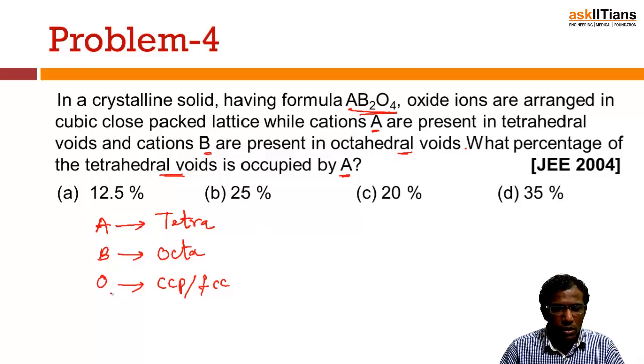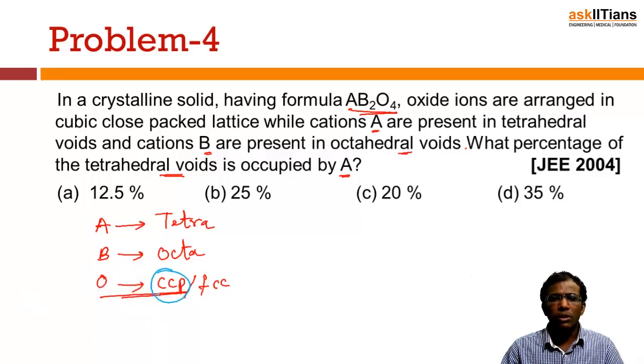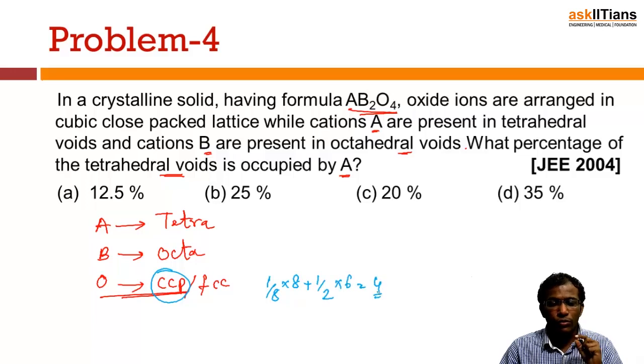Here, start the question from oxygen. So, oxide ion, CCP arrangement. So, in CCP you have all the corners and all the face centers occupied. So, corners 1 by 8 into 8 plus 1 by 2 into 6, so it will be 4. So, there are 4 oxide ions, right. If you know that the number of close packed atoms is equal to 4, then there will be double the number of tetrahedral voids. So, there will be 8 tetrahedral voids and there will be 4 octahedral voids, right.